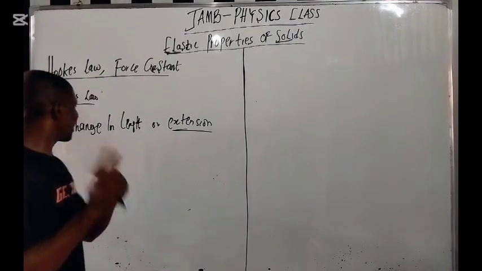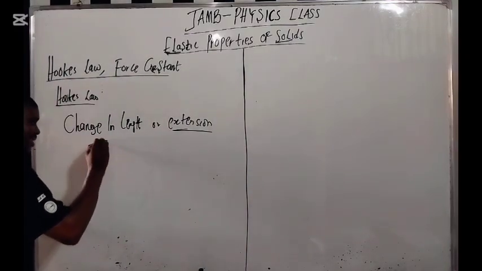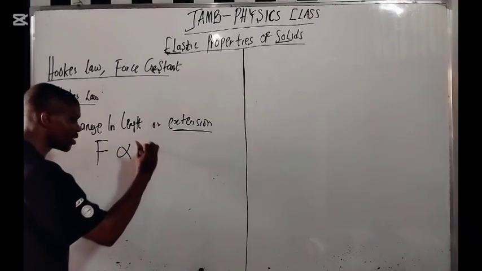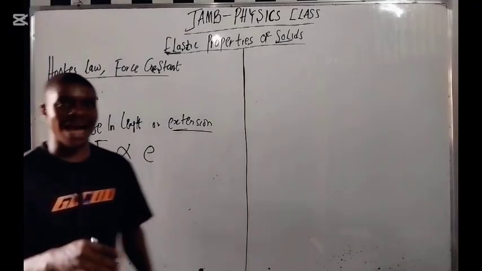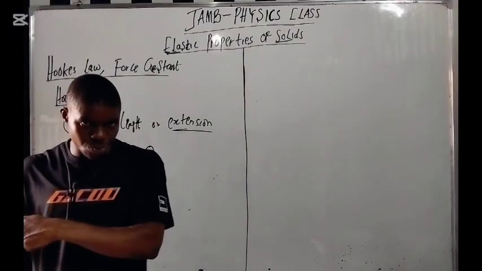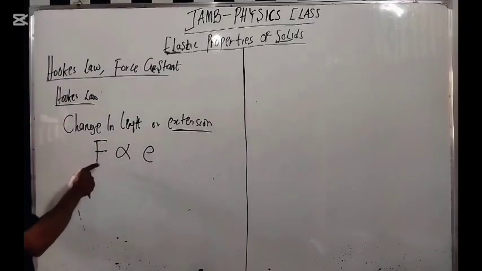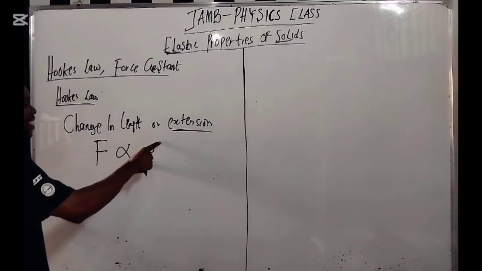So in Hooke's law, the force you apply is directly proportional to what? To the extension, which is the E. The extension is the change in length, just as you can have length 1 and length 2. Do you understand? So this is called Hooke's law. The force applied is directly proportional to the extension, or change in length.